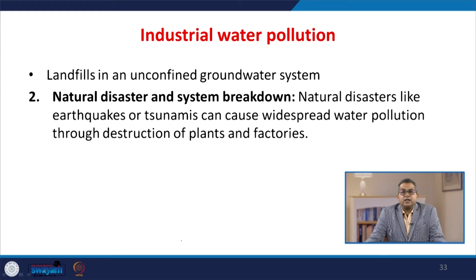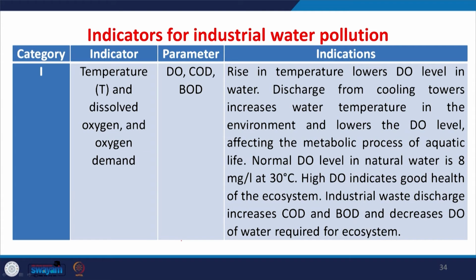Another aspect is natural disaster and system breakdown. Natural disasters like earthquakes or tsunamis can cause widespread water pollution through destruction of plants and factories. Now, here are various indicators for industrial water pollution. Category 1, the temperature and dissolved oxygen and oxygen demand. The parameters are DO, COD, BOD.